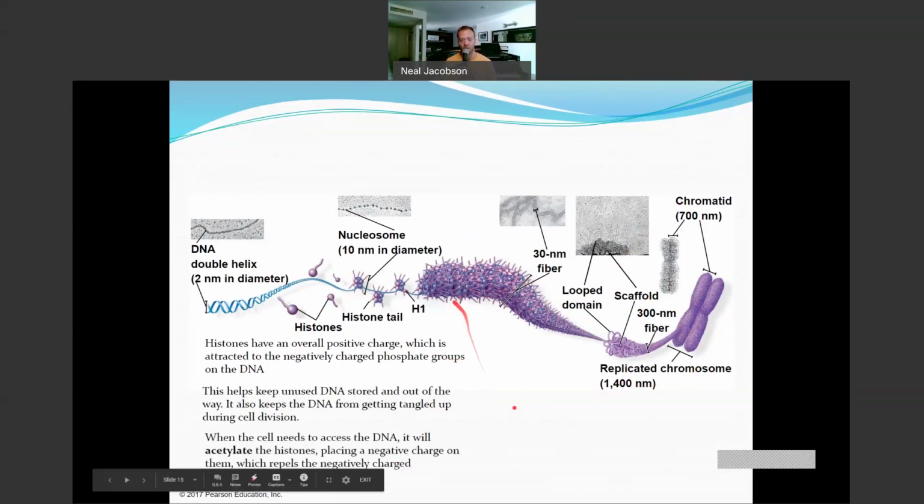Now, when the cell needs to use the DNA, when it wants to unpack it and actually access it, it will acetylate the histone proteins. So it'll attach a negative charge to the histone proteins, and then that negative charge repels the DNA. It loosens up the DNA that's wrapped around the proteins, and the DNA unwinds. Then if you're replicating the chromosome, the replicating machine can access it, or if you're copying it into RNA, the RNA transcription machine can access the DNA.